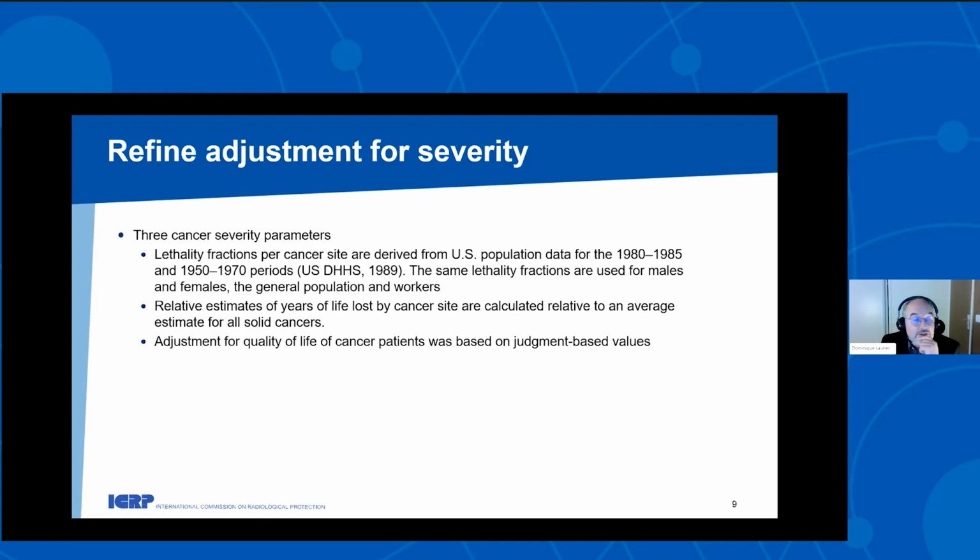Close to 40 years ago. And this lethality fraction reflects the ratio between the incidence of cancer, so the occurrence of cancer in a population, and the mortality by cancer. And the factor that plays a role in this lethality ratio is, of course, the quality of treatment. And we know that the treatment for some of the cancer sites have shown very important improvements in the last decades, which is not considered in the detriment as it is calculated right now.